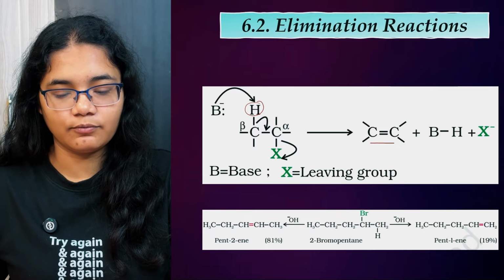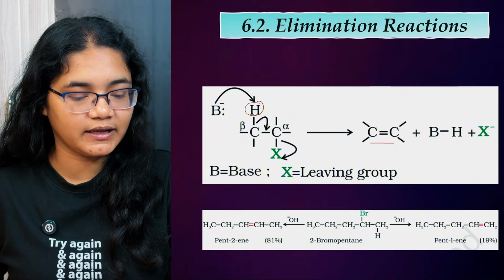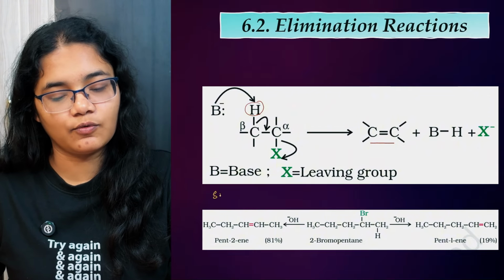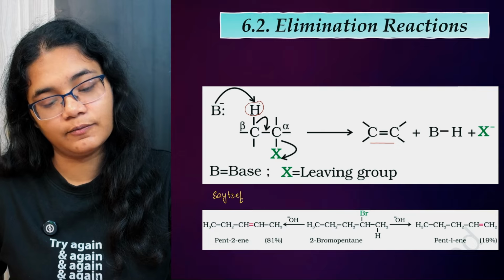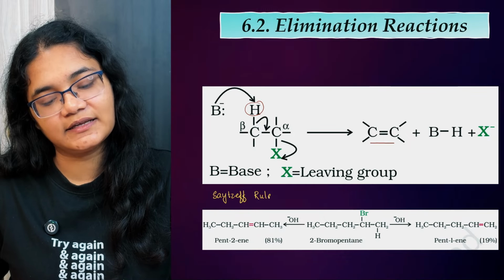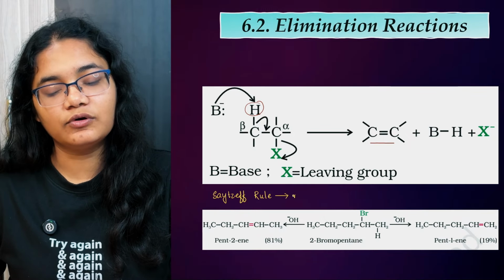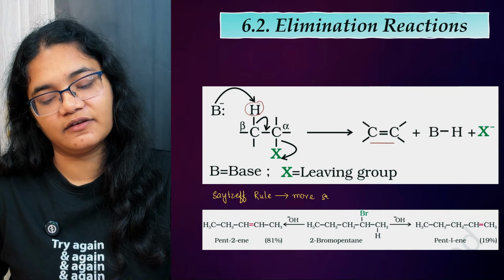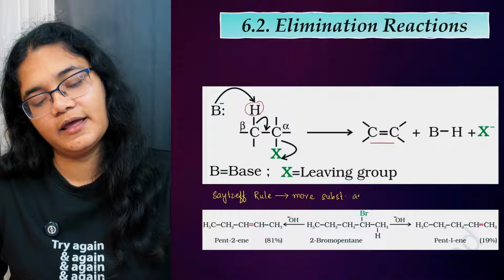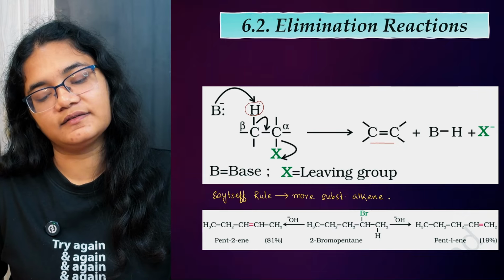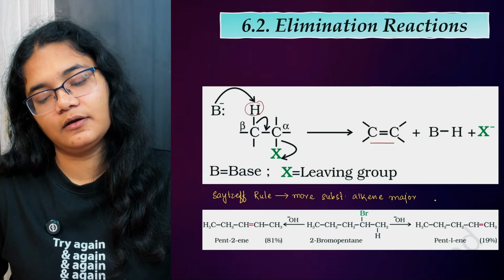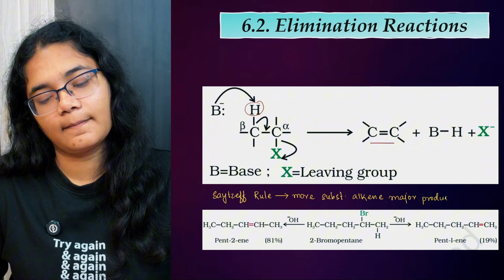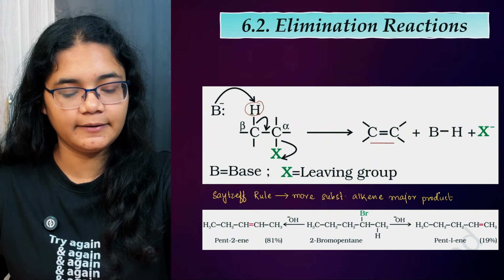So when you have 2-bromopropane, while forming the product, we always follow what? We follow the Saytzeff rule. Now what does the Saytzeff rule say? The Saytzeff rule says that the more substituted alkene will be the major product.